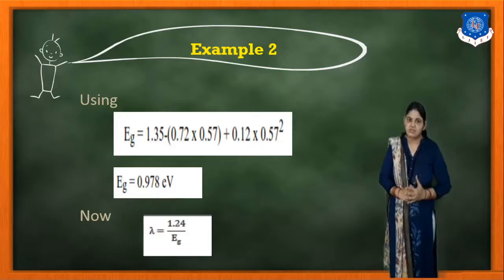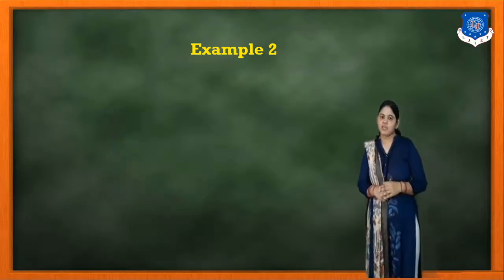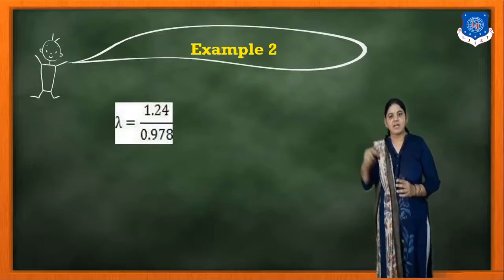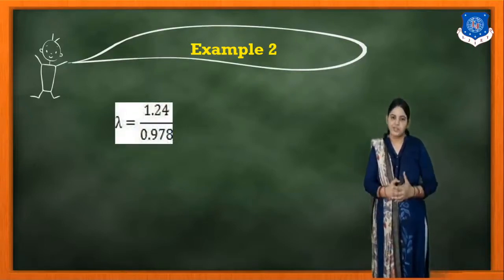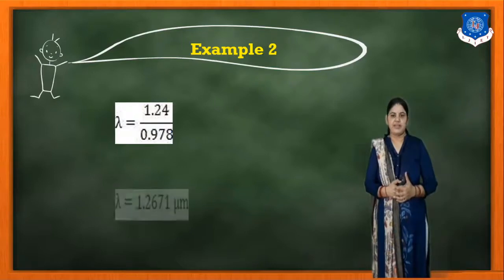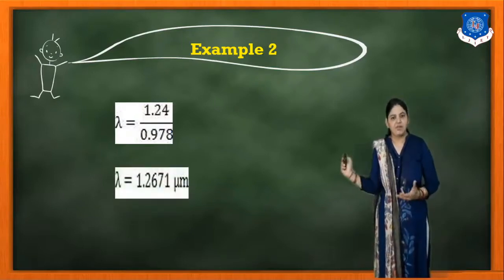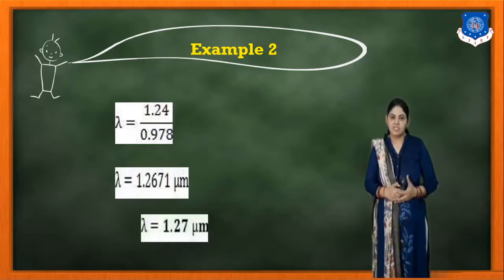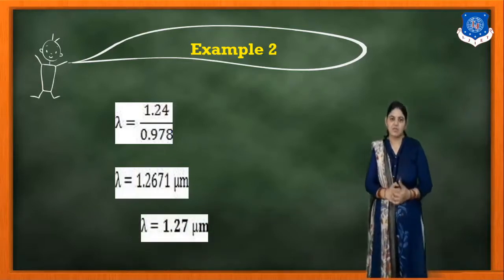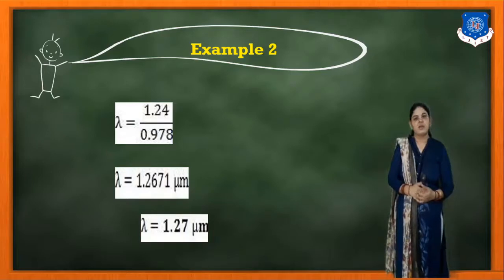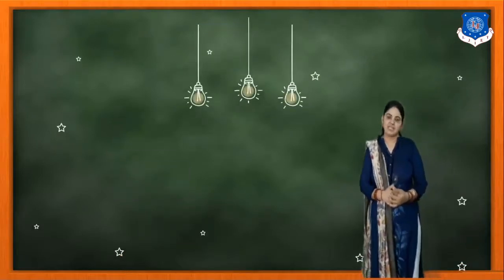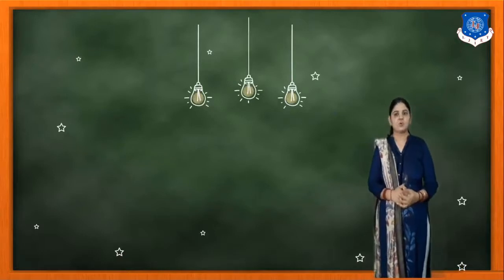Now λ is 1.24 upon Eg. We put that value in the equation. So λ is equal to 1.24 upon 0.978. The λ value is 1.2671 micrometers, so λ is approximately 1.27 micrometers. So this is about the example related to the light source material.